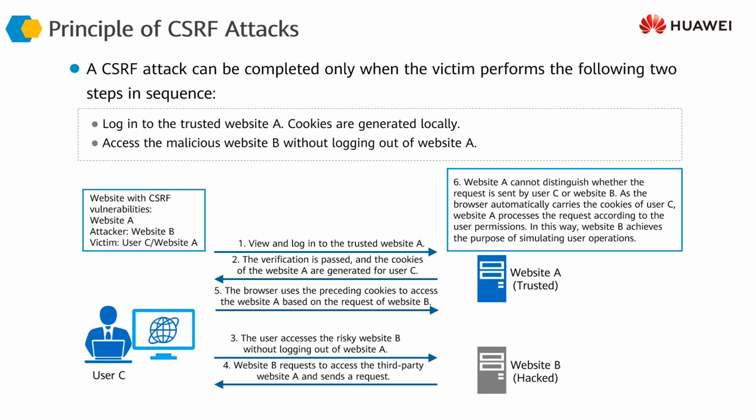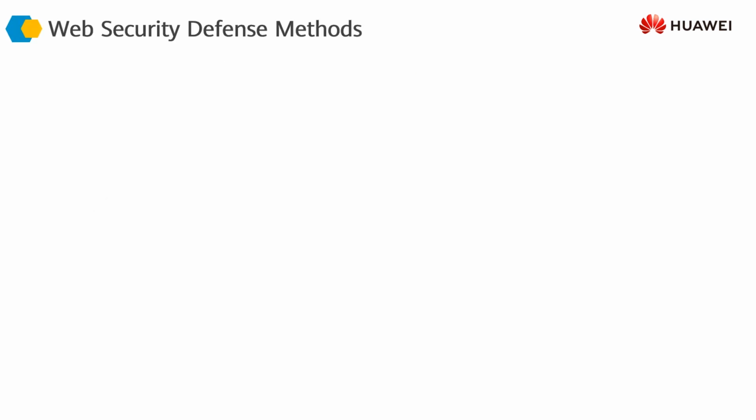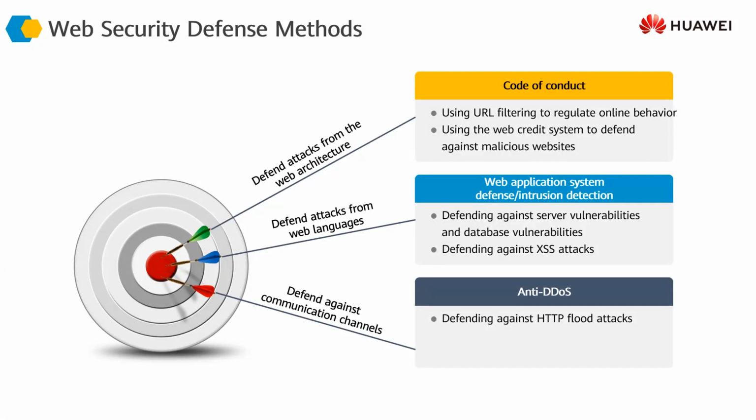So this is how CSRF, or cross-site request forgery, attacks are carried out through the client PCs. Similarly, if we look at the different web security defense methods, there are different types of attacks. There are attacks targeting the web architecture, attacks targeting the weaknesses of the web languages, and attacks targeting the weaknesses of the communication channels.